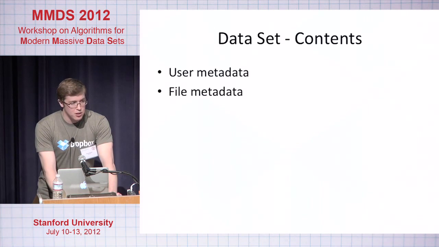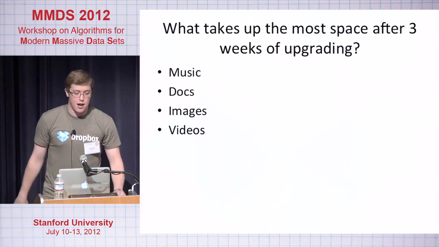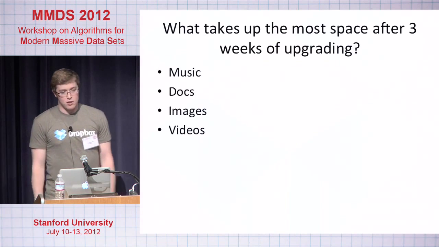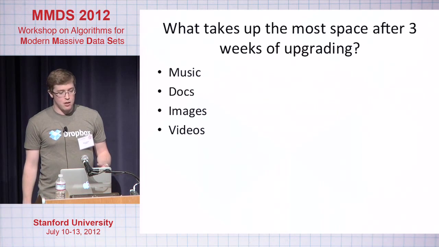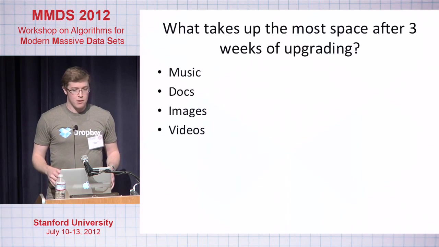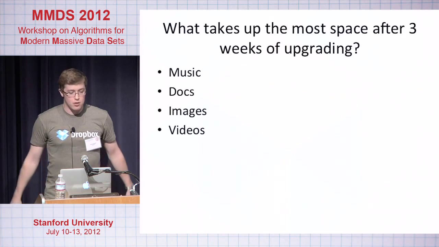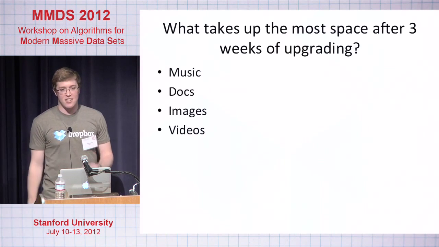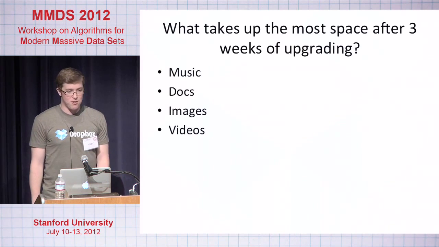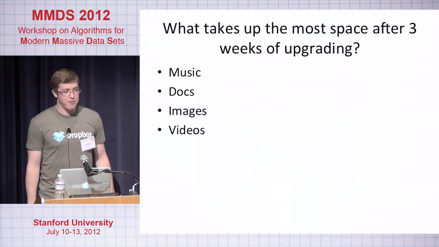And we used file extension to categorize files into 4 categories: music, docs, images, and videos. So I'm going to pose this as a question to you guys. Which of these 4 types do you think took up the most space in someone's Dropbox 3 weeks after upgrading? So let's see hands for music. Cool. Docs. Cool. Images. Cool. How about videos?